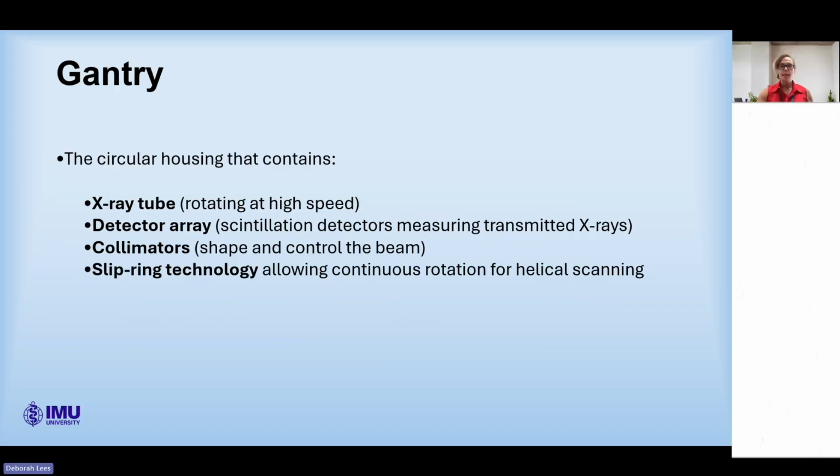So starting off with the CT scanner, we've got a gantry. I've got some pictures coming up, but essentially it's your circular lesion. So we talk about it as the donut. And that contains your X-ray tube, which is rotating at high speed. You've got your detector array, and these are detectors that are measuring your transmitted X-rays. You've got your collimators, exactly the same as with the normal X-ray, just making sure that you control the beam. And there's slip ring technology, which allows for this continuous rotation, particularly when it comes to helical scanning.